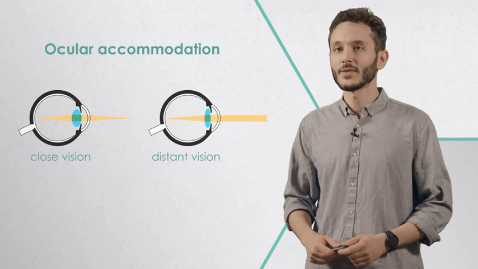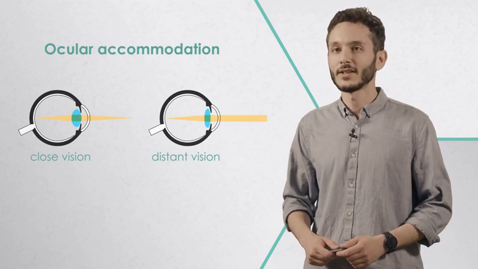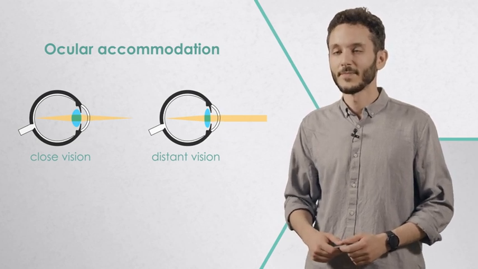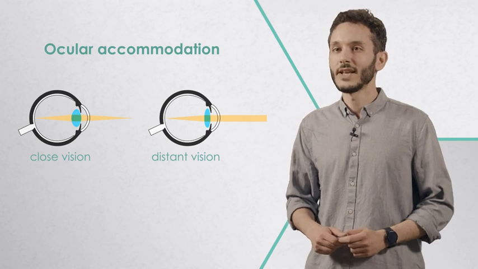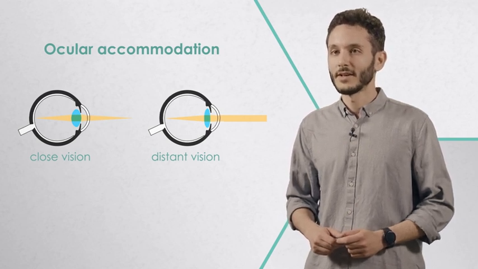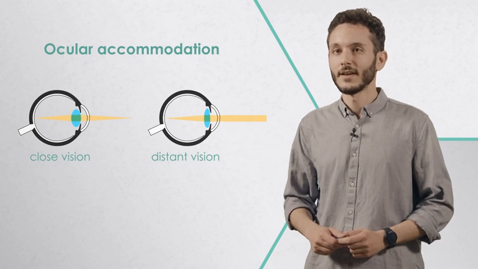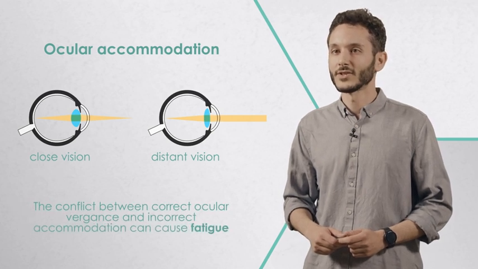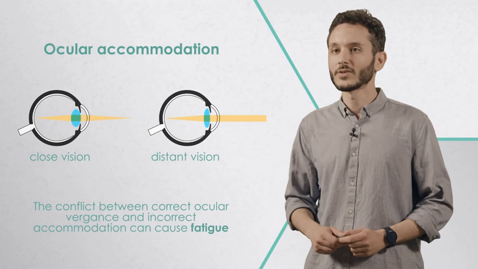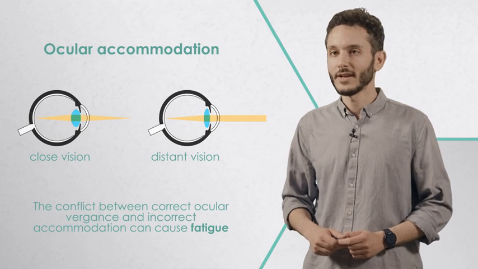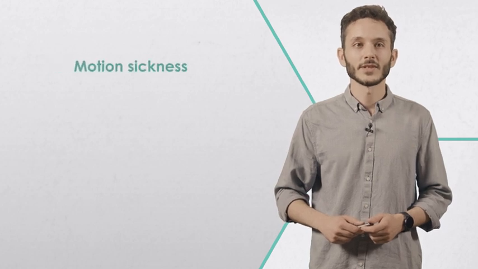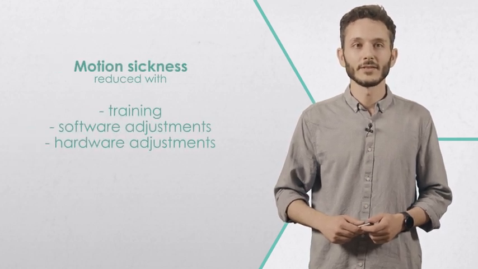Accommodation refers to the visual system's process that allows focusing on objects at various distances. Our brain derives information related to the distance of the observed object by interpreting the effort that the eye muscles must exert to focus on it. This conflict between correct ocular vergence and incorrect accommodation can cause fatigue in some users and is currently unresolved in all commercial headsets. VR experiences can also cause motion sickness in some users more than others, which can be reduced with training or through software or hardware adjustments.